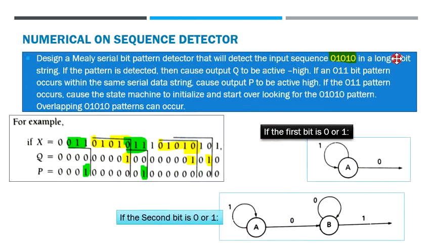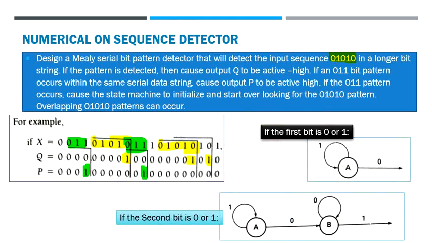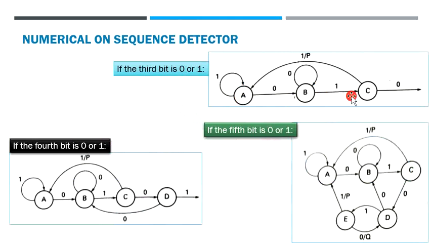So as per our bit pattern, our third bit, if it is correctly detected, it is supposed to be 0. So till here it would be the same thing, A, B and till C. Now we need to look for 3 bits, that is 0 1 0. If 0 1 0 is correctly detected, then you go to the state D. If not, you go to the beginning, that is state A.